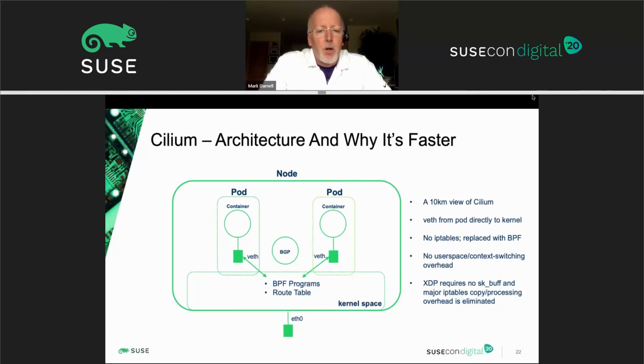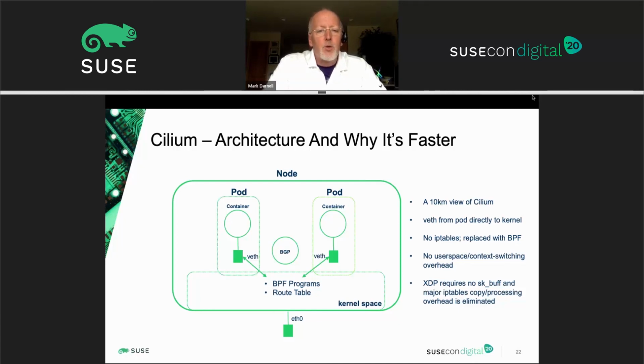BGP is a routing protocol, and it watches packets go by or can be configured to say, I want the following stuff to go this particular direction. So extremely, extremely useful, excellent routing protocol. It speaks to a routing table inside the kernel. In addition, there are BPF programs. We mentioned BPF in the last slide. So what happens is, if a pod needs to talk to another pod, it will send data out its VETH.